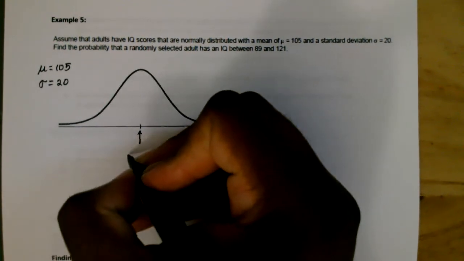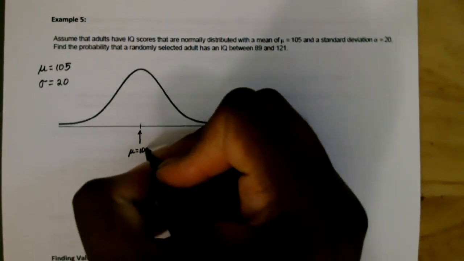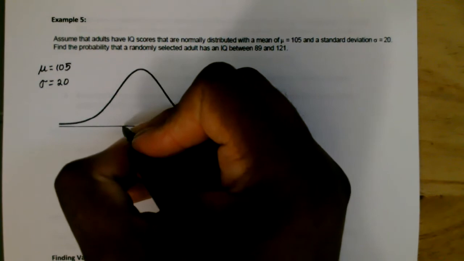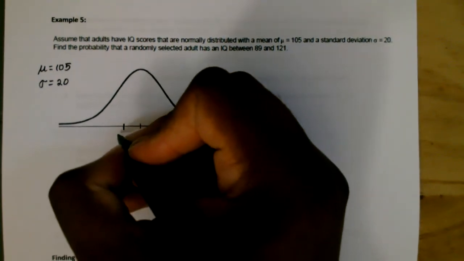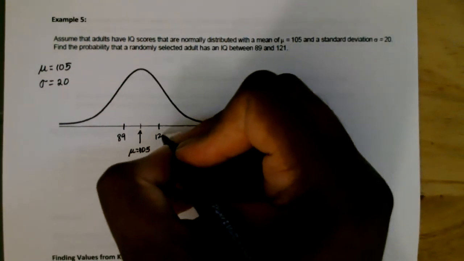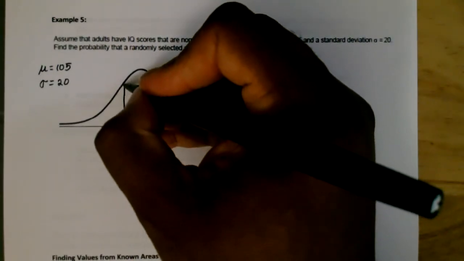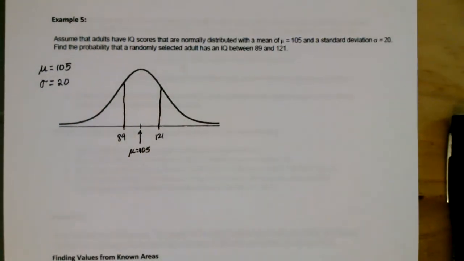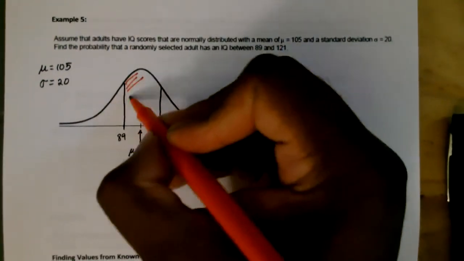So in this case, the mean represents the center. That would be 105 at the center. 89 would be to the left of 105, so I'm going to say 89 is about right here. And then 121 would be somewhere over here to the right of 105. I'm going to draw my boundary lines. The area we're looking for is in between those two.